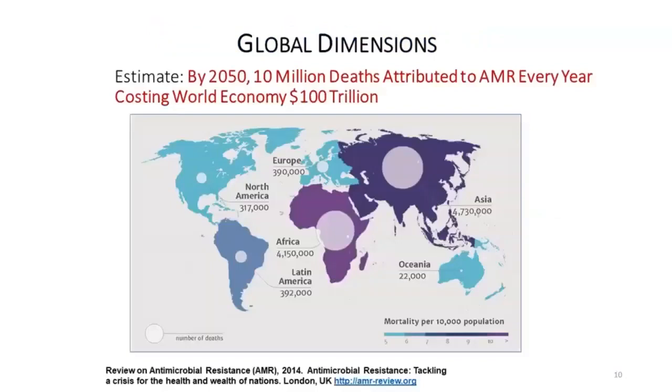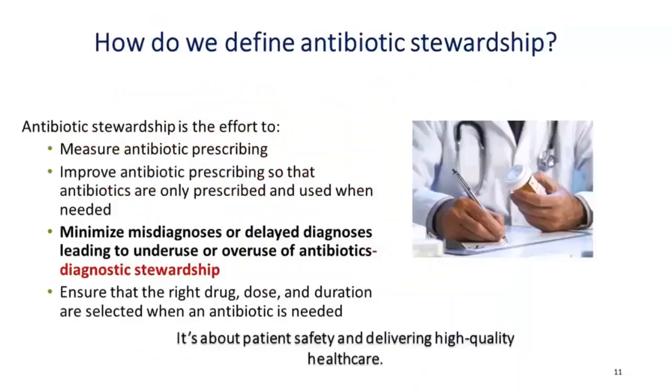If we look at the global dimension, this is a very sobering study that was done in the UK Wellcome Institute. It showed that by 2050, there'll be 10 million deaths attributed to antimicrobial resistance each year. And I want you to look at the economic cost. That's well over $100 trillion. So very, very costly to society.